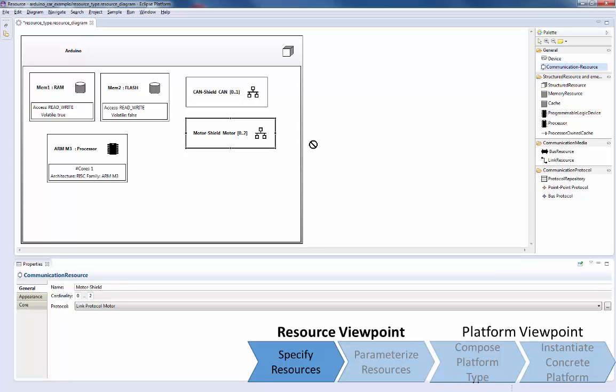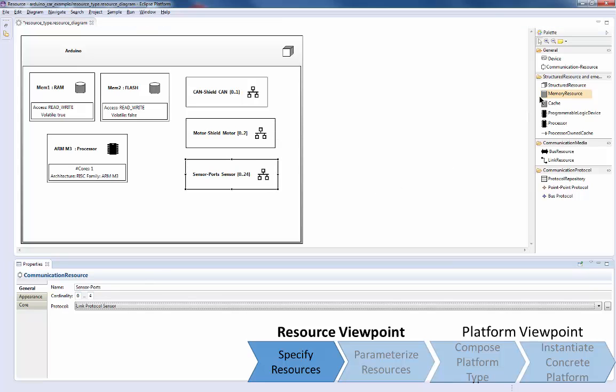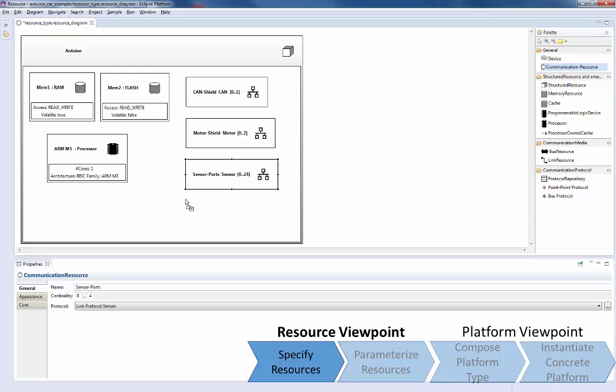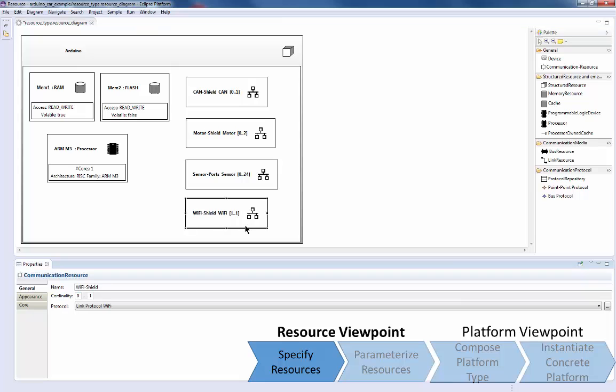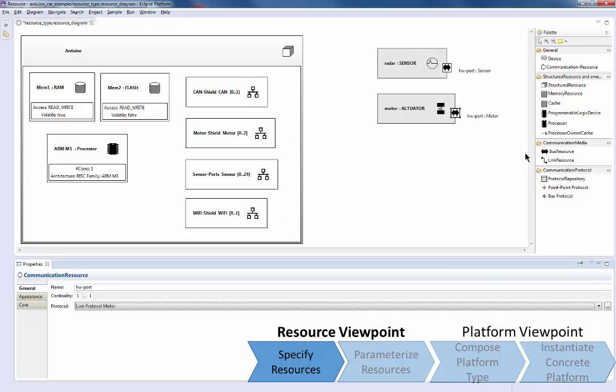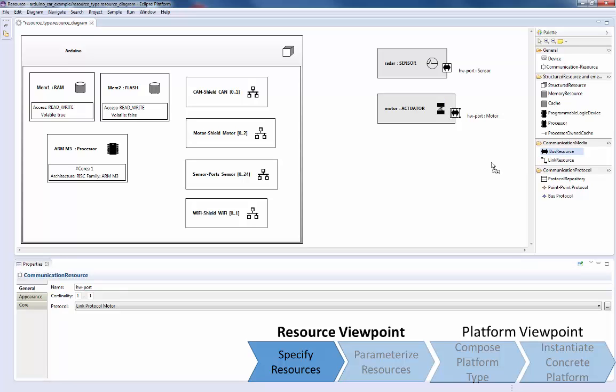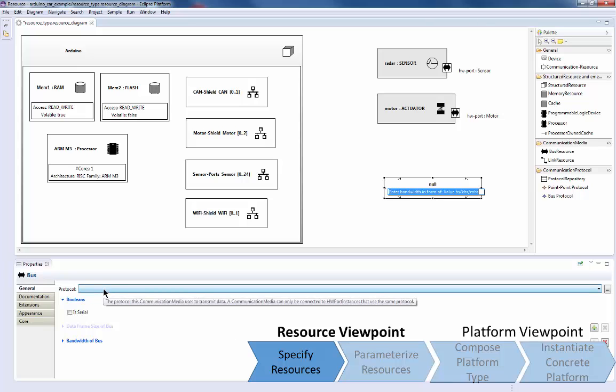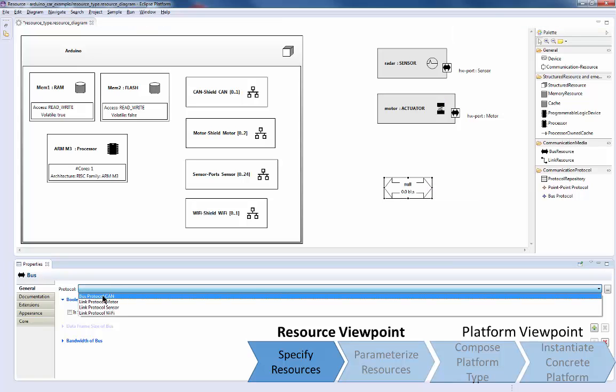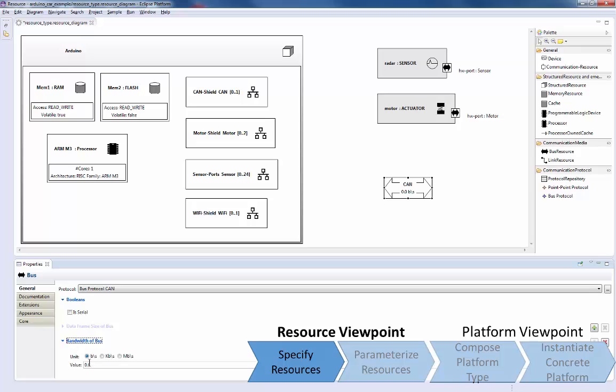Furthermore, the Arduino provides up to 22 possibilities to connect different sensors via digital ports. At last, an optional Wi-Fi shield can be attached to the Arduino board. Furthermore, a motor, a sensor and their hardware ports are modeled. Finally, the resource CAN bus of the Arduino board with a given bandwidth of 1 megabyte is specified.